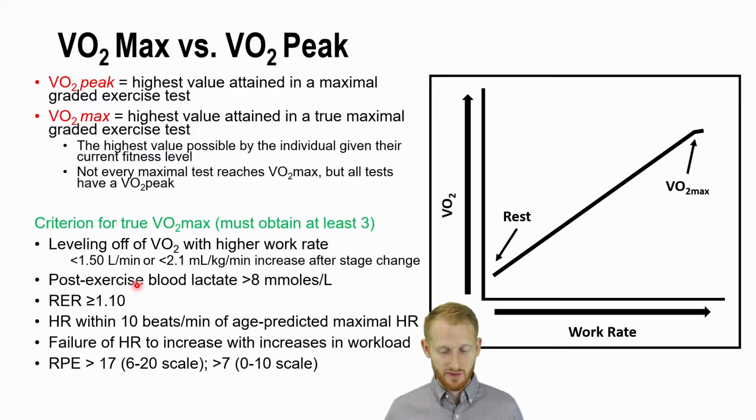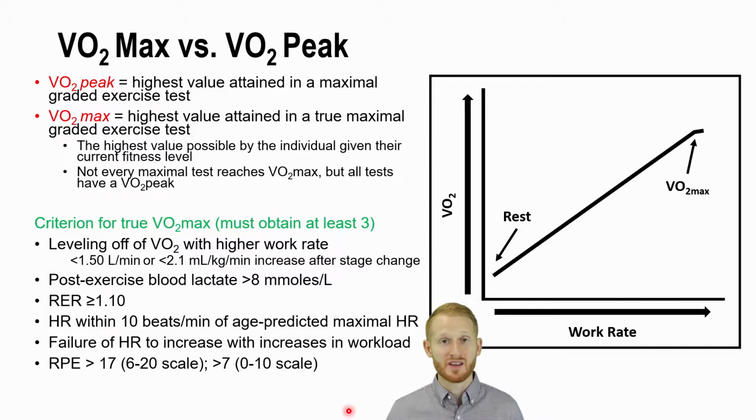So if the VO2 starts to level off, so there's less than 1.5 liters of oxygen per minute or less than 2.1 mLs per kg per minute increase after increasing the exercise intensity to another stage of exercise, so we're talking about a stage-based test here, that is a sign that they must have peaked themselves out and they have hit their true VO2 max.